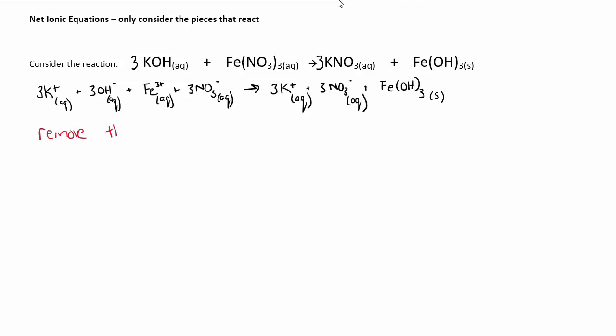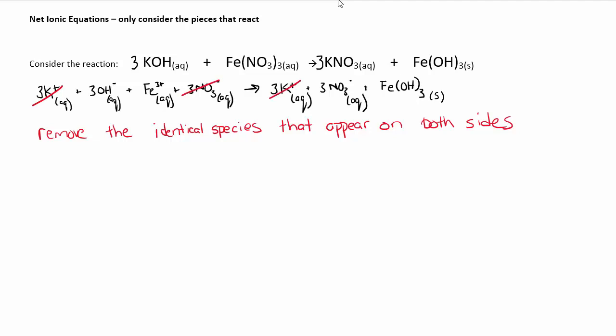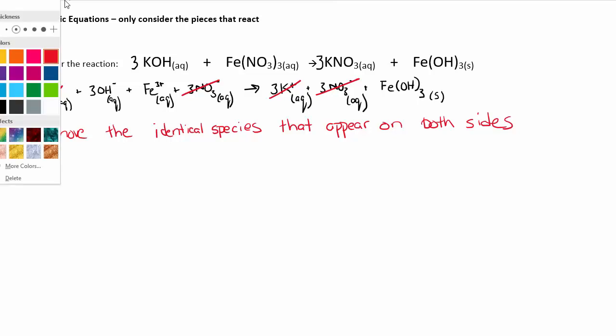This is where the concept of net ionic comes in. Notice that on the left and right hand side of the reaction there's some duplicates. There are 3 moles of potassium ions on both sides of the equation. There's also 3 moles of nitrate ions on both sides of the equation. So if I was to go through and remove the identical species that appear on both sides, what I'm going to end up with is the net result of this reaction that occurs.